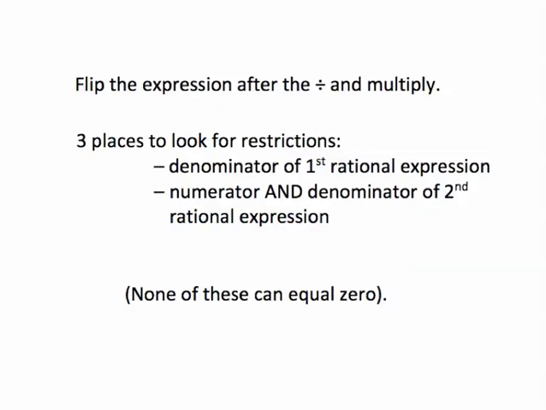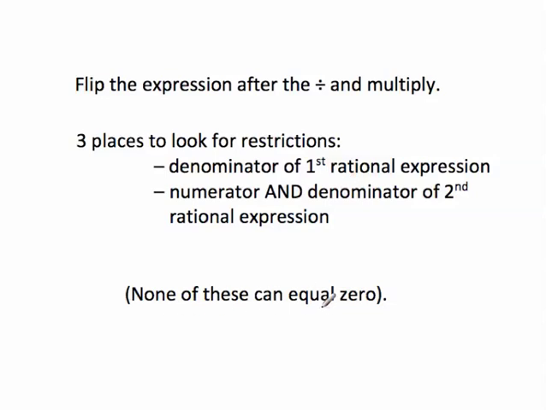We're going to do the same kind of thing with rational expressions. We're going to flip the expression after the division sign and change it to multiplication. Also, we're going to find that there are three places we need to look for restrictions. We need to look in the denominator of the first rational expression and in both the numerator and the denominator of the second rational expression, and you'll see why in a moment. None of these can equal 0.